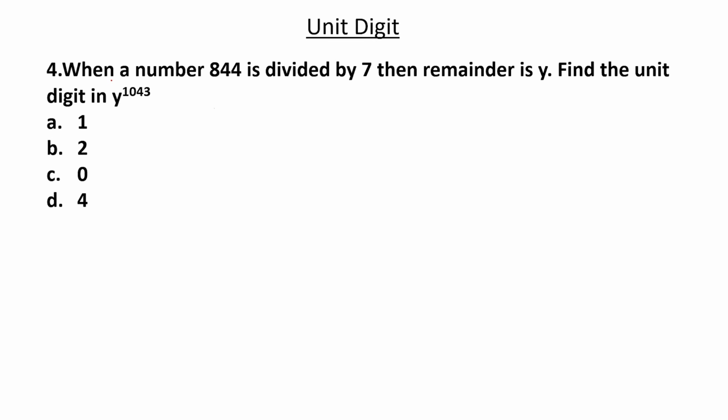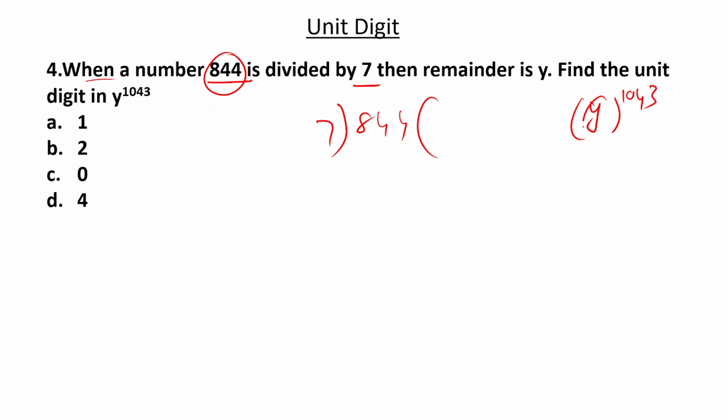Let's read the question so that we'll get an understanding of what's going on over there. When the number 844 is divided by 7, the remainder is y. Whatever remainder we are going to get will be y. Find y power 1043. That means first of all, we need to solve this so that we get the remainder y, and y will be replaced by the number we got as the remainder, raised to the power given above.